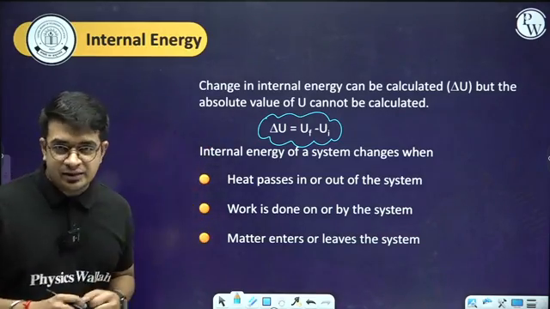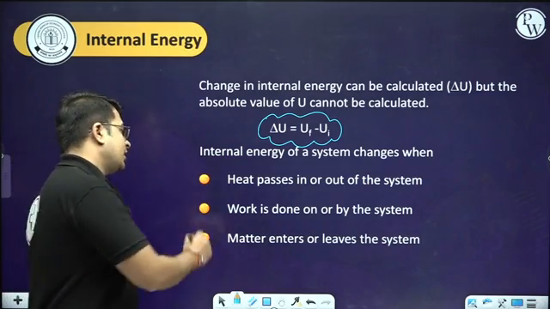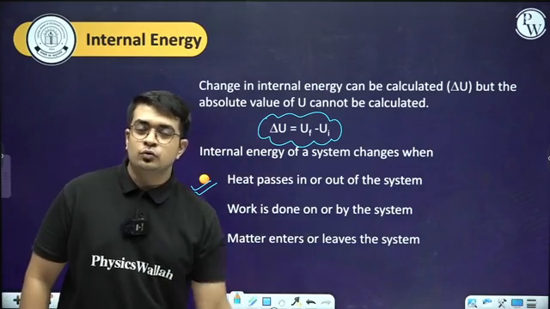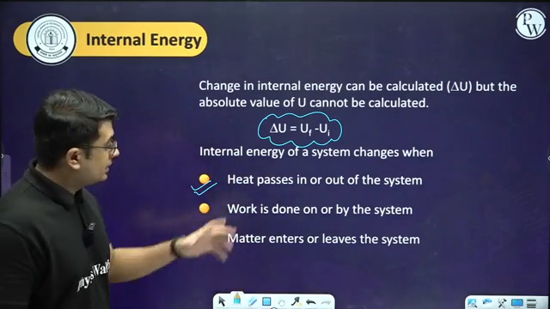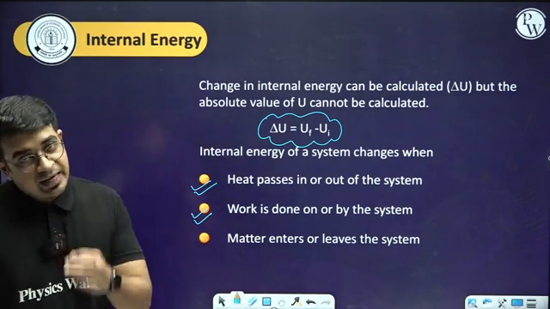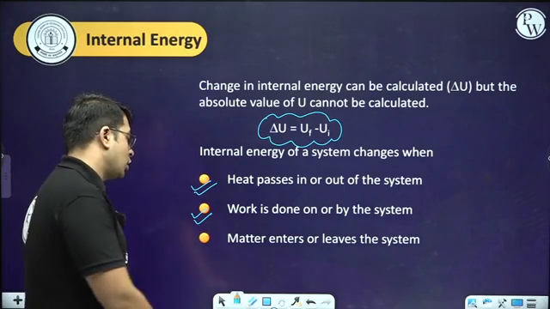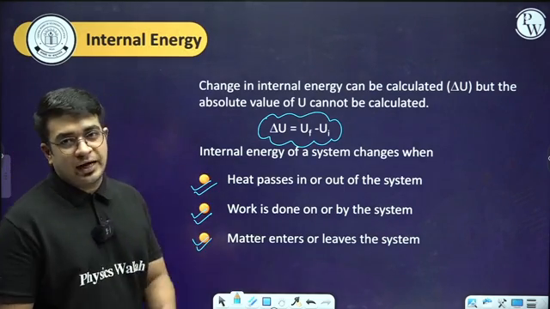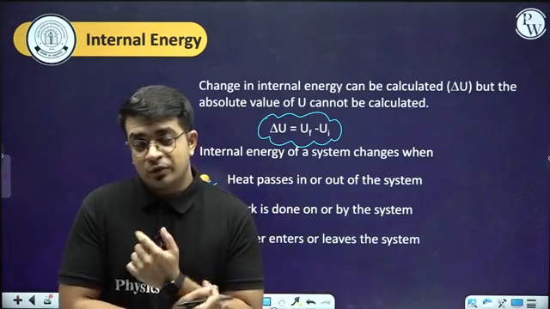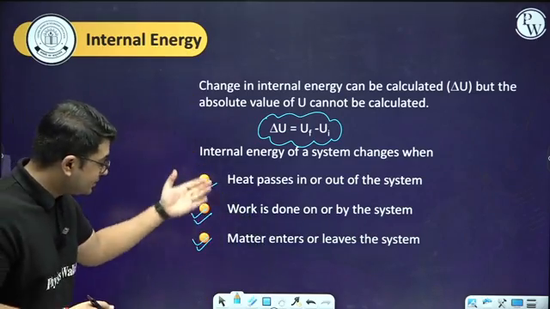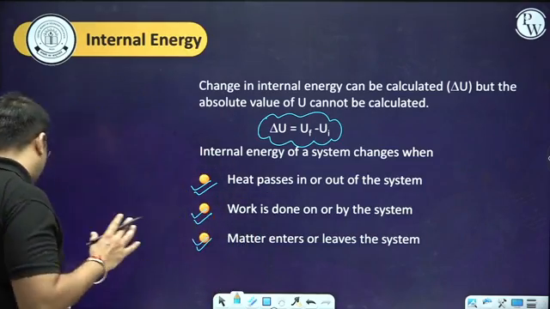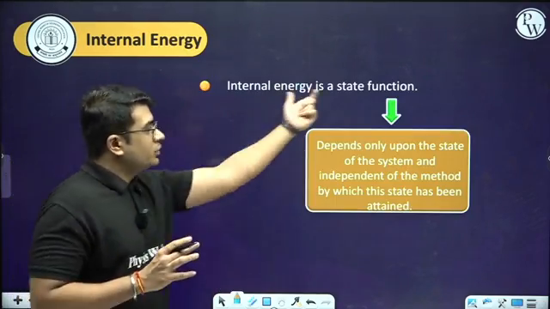There are certain methods by which you can change the internal energy. Either you can provide heat or you can absorb heat from the system. It means heat is given to the system and heat is extracted out from the system. Or work is done on the system and by the system. Or if a certain amount of matter leaves or enters the system, definitely internal energy is going to change. That's why it is an extensive property, because it depends upon the amount also. So by these three methods, you can change the internal energy. I hope this entire part is clear to everyone. We know that it's a state function.